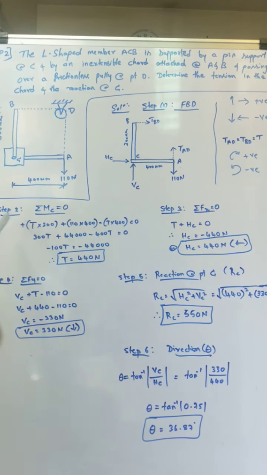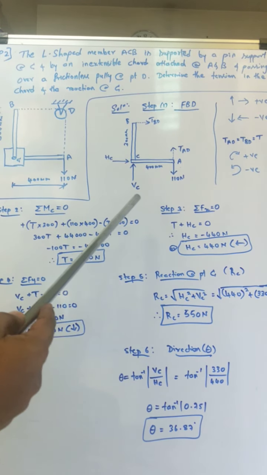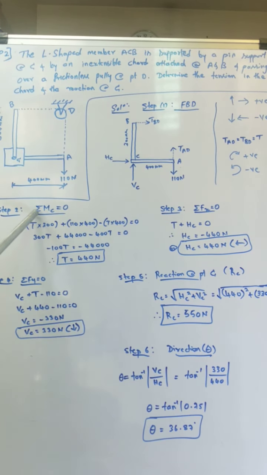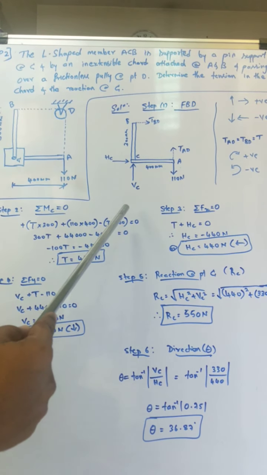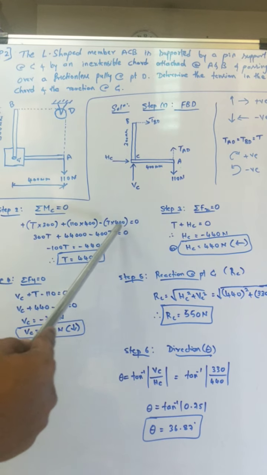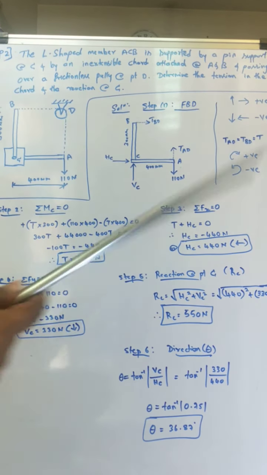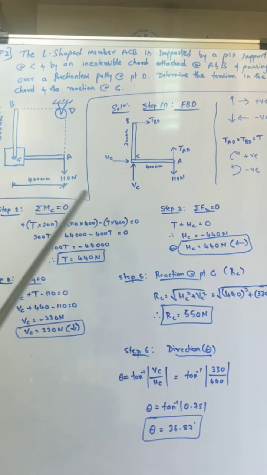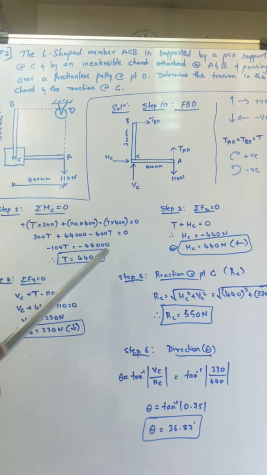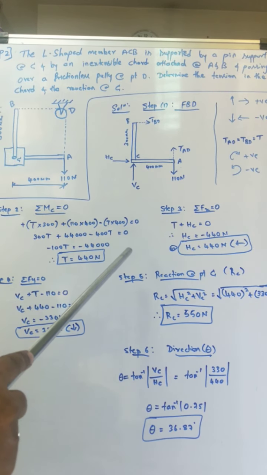Okay? So step 2, you can take moment anywhere. I am taking moment about C. So summation of moments about point C is equal to 0. Since it is an equilibrium problem, you need to equate everything to 0. You know how to take the moment; you have to take all the forces and do the moment.